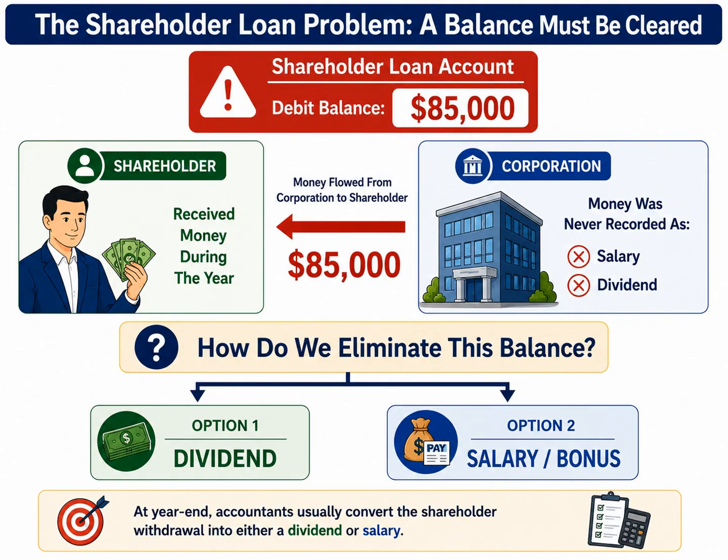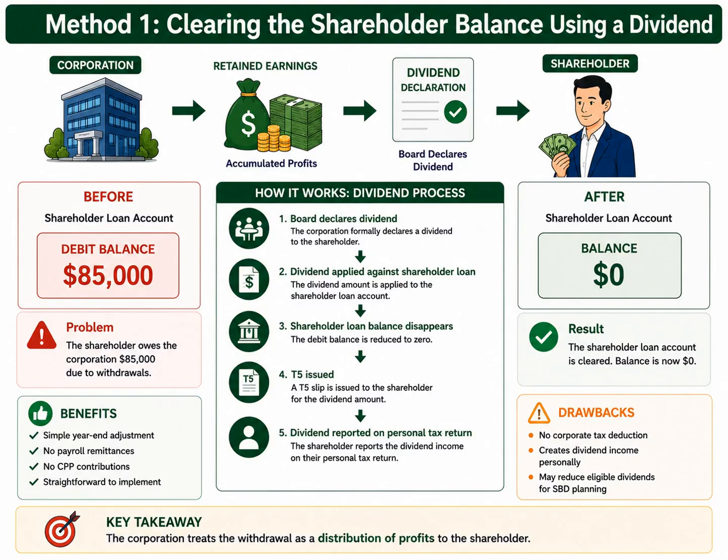The key takeaway from this slide is simple. When a shareholder loan balance exists, accountants typically do not leave it unresolved. Instead, they usually convert the withdrawal into either a dividend or a salary, depending on which approach produces the most appropriate tax outcome for the shareholder and the corporation. In the next sections, we will examine each of these two methods in greater detail and compare their advantages and disadvantages.